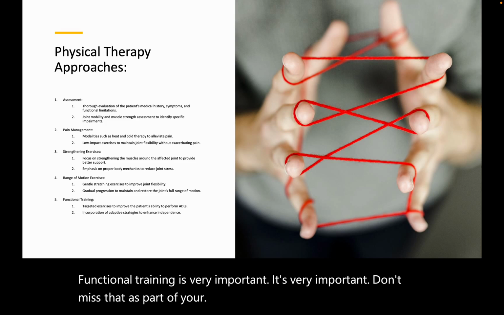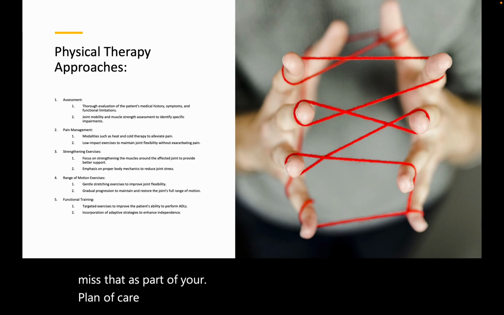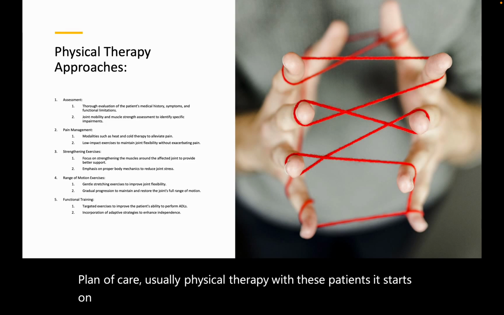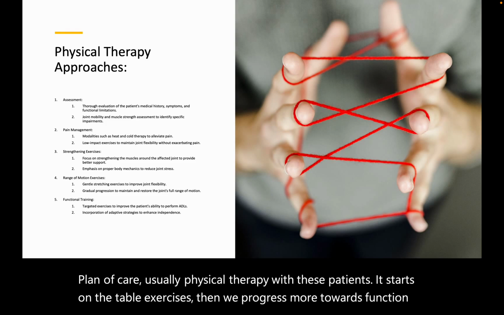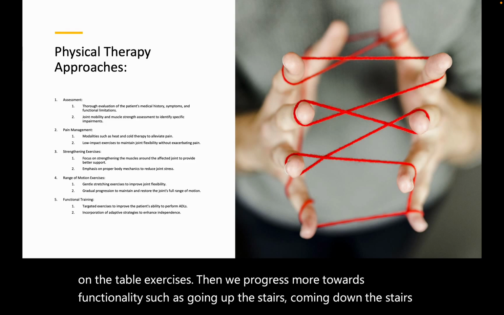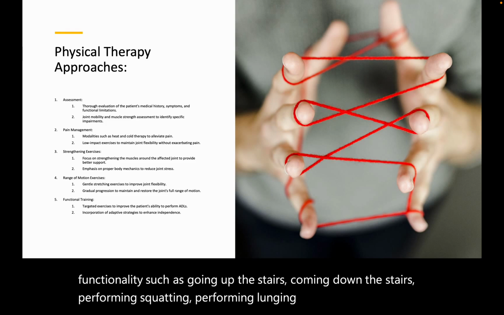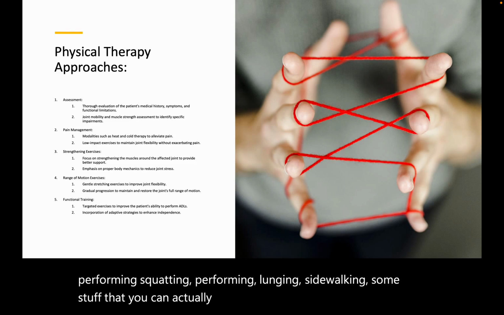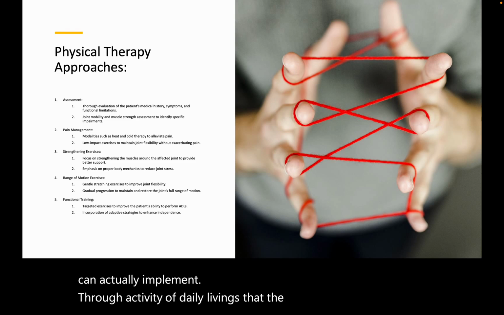plan of care. Usually physical therapy with these patients starts with on-the-table exercises, then we progress more toward functionality, such as going up the stairs, coming down the stairs, performing squatting, performing lunging, side walking, some stuff that you can actually implement through activities of daily living that the patient is actually doing at home.